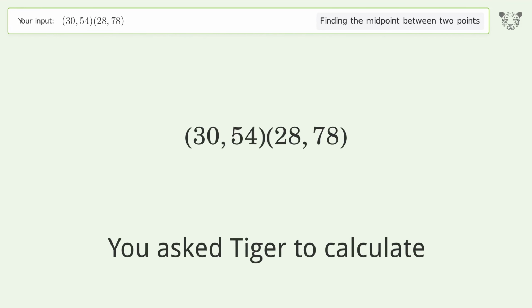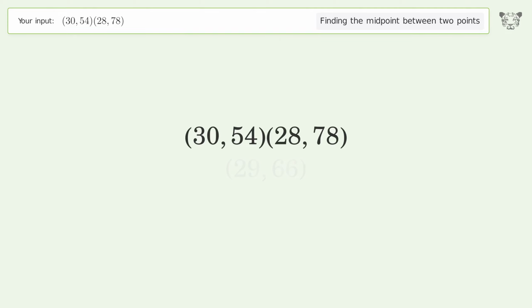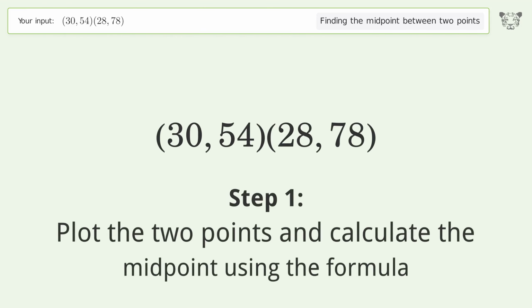You ask Tiger to calculate. This deals with finding the midpoint between 2 points. The midpoint between the 2 points is (29, 66). Let's solve it step by step. Plot the 2 points and calculate the midpoint using the formula.